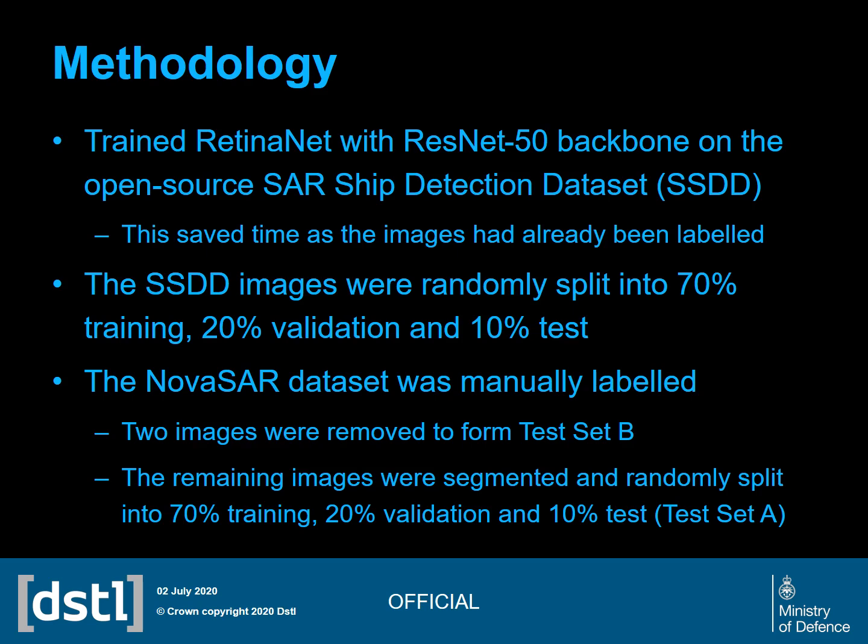This saved a lot of time as the images, over 40,000 individual images, had already been labeled. The SSDD images were then randomly split into training, validation, and test. And the NovaSAR dataset was constructed and labeled. Two of the images from the NovaSAR dataset were removed to form test set B for comparison with CFAR, so that those two images would be completely unseen by the network. The remaining images were then segmented and split again into training, validation, and test, as with the SSDD dataset, and this 10% test split will be referred to as test set A.